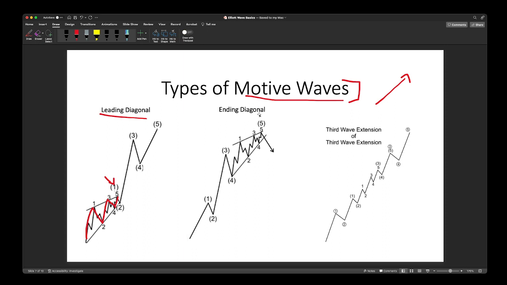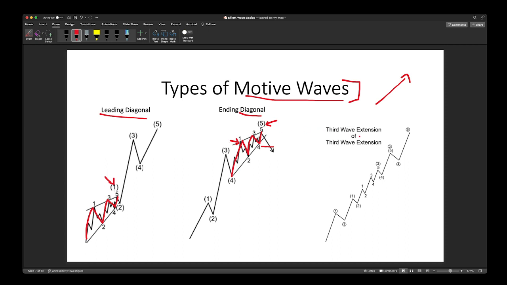There's also an ending diagonal, which only occurs in waves 5 or C of a retracement. In wave 5, we see the same thing. It's 1, 2, 3, 4, 5. We see an overlap in 4 and 1. That is the key characteristic of these diagonals, that they're still made up of 5-wave moves, yet they overlap at waves 1 and 4.